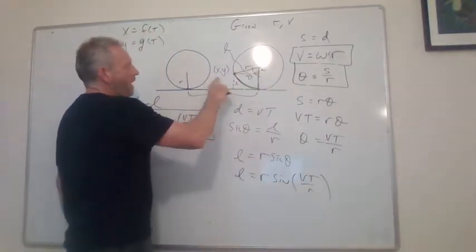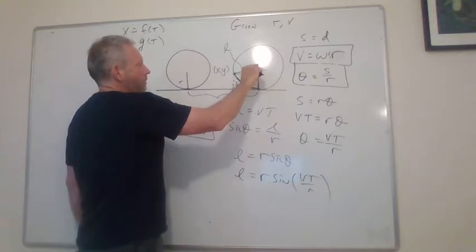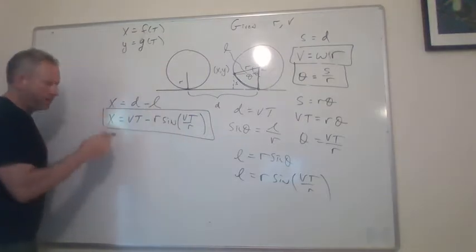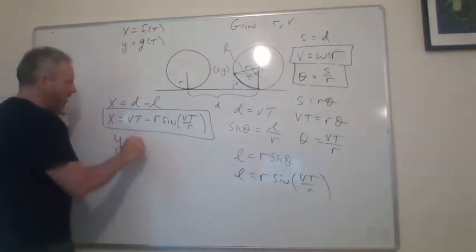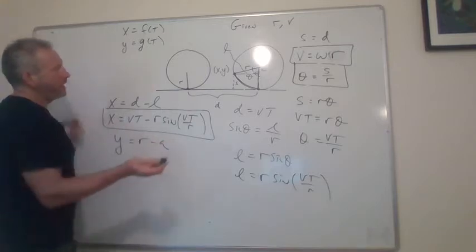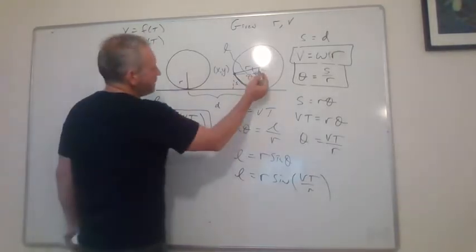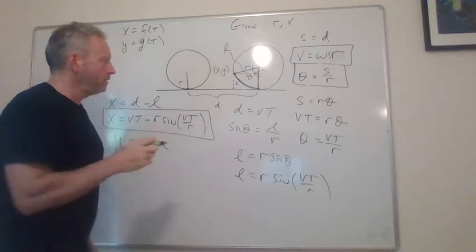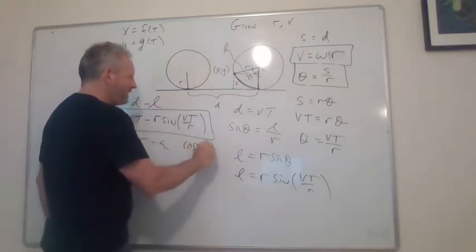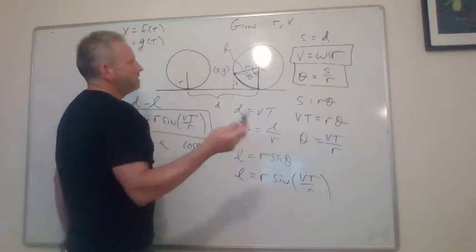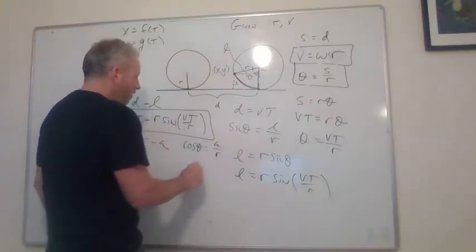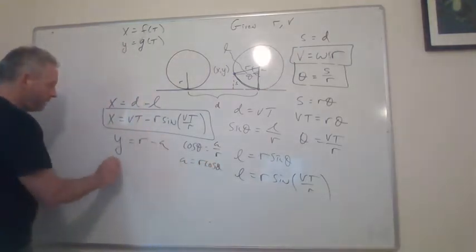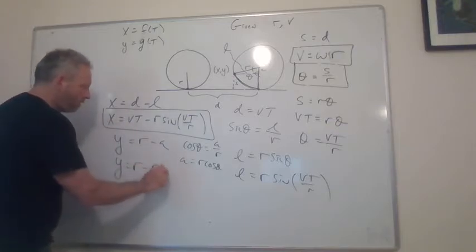So look at the picture. Y is going to be R minus A. So y is equal to R minus A. Well, we got to find A. Let's go back up here, where we've got a nice little picture. Looking at that angle right there, maybe cosine. Cosine is adjacent over hypotenuse, so cosine of theta is A over R. So A is equal to R cosine theta. Hey, that's not too bad. Y is equal to R minus R cosine theta.